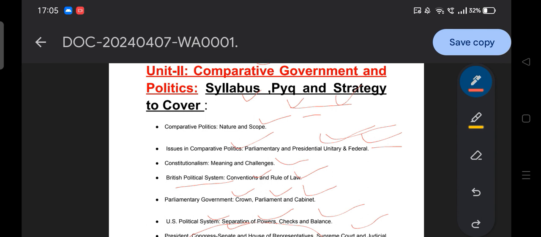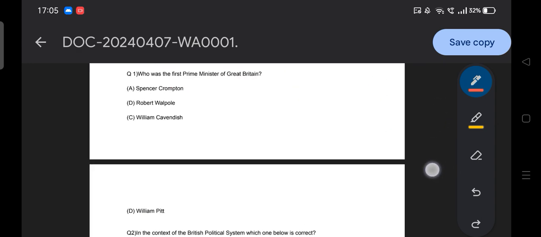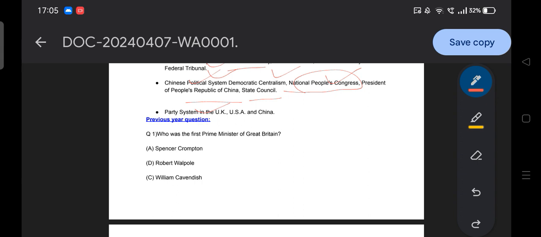So we will discuss in depth each and everything for our examination. Okay, so now I have quickly read. Now I will go to the questions with respect to this unit that they have already asked, and on the basis of that we will analyze, interpret and study.